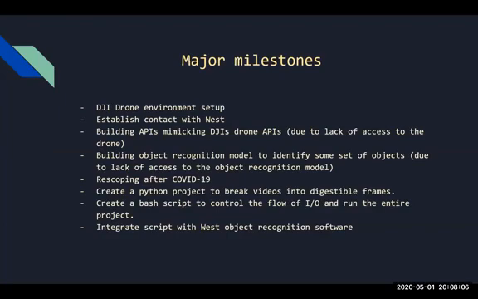After COVID-19, we, like Miles said, rescoped our project to work off a stationary camera. For that, we had to create a Python project to break our videos into frames which West's object recognition model could use. We also had to create a bash script to control the flow of inputs and outputs from one script to another and seamlessly run the entire project. We also had to integrate our script with West's object recognition software, so we had a seamless integration between them, and the project did what it intended to do.